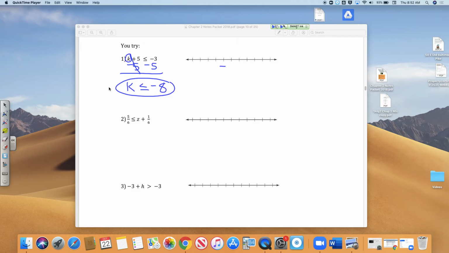On the graph, we would put -8 here. This will be a closed circle. Anything that's less than it will be to the left, so that would be your graph.